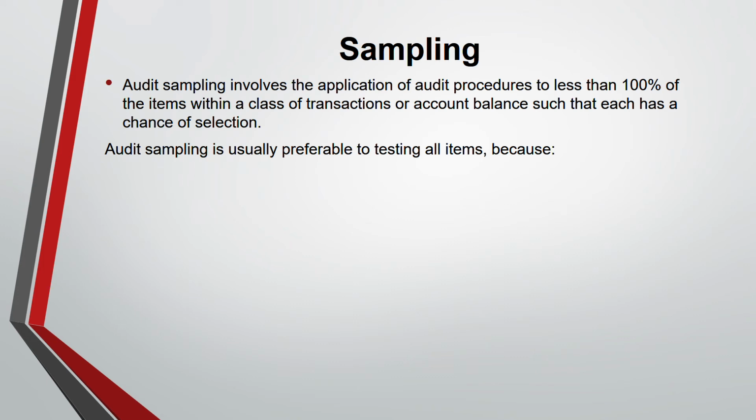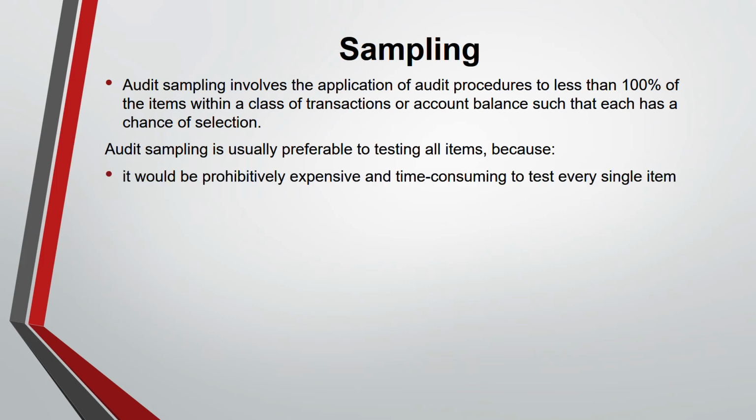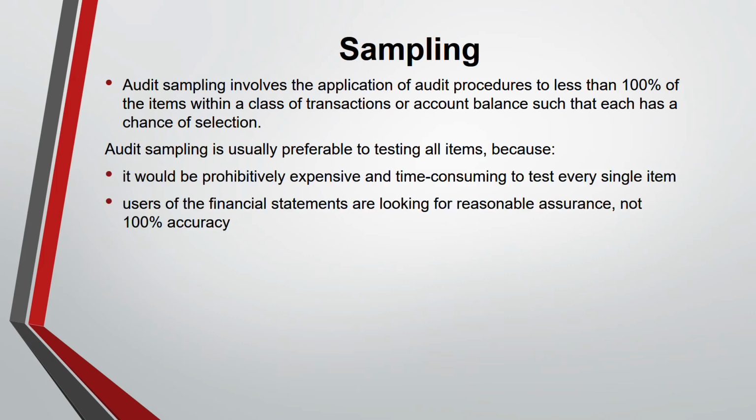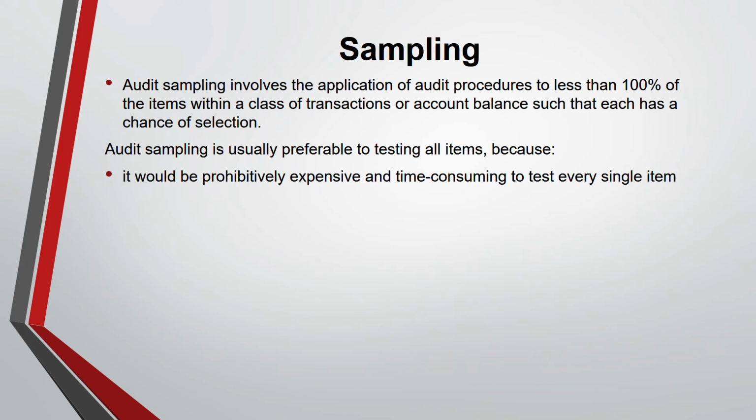Now audit sampling is usually preferable to testing all items. So these are the advantages of why you should go for audit sampling. Number one, come on, it's very expensive to test each and everything, right? And also time consuming. Remember, if you have 10,000, 20,000 transactions, how on earth are you going to test all of them? Can you finish it in the audit period? If the audit period is 3 months, you cannot check 10,000, 20,000 transactions in 3 months. You definitely need a longer time. And by the time you test everything, it will be outdated. So it's expensive as well as time consuming.